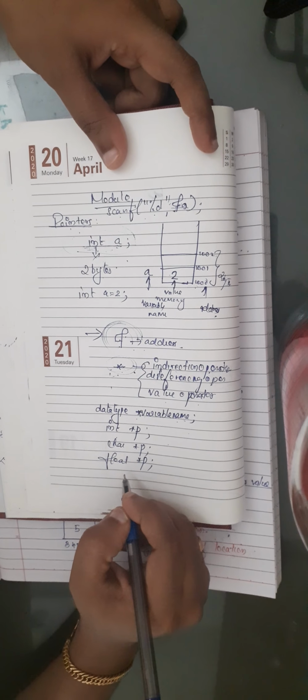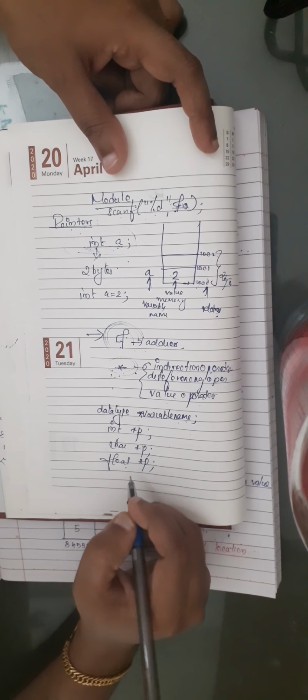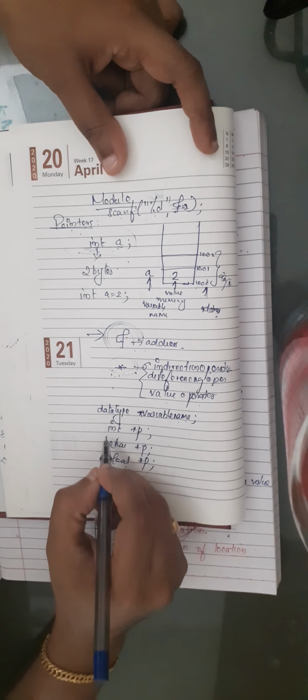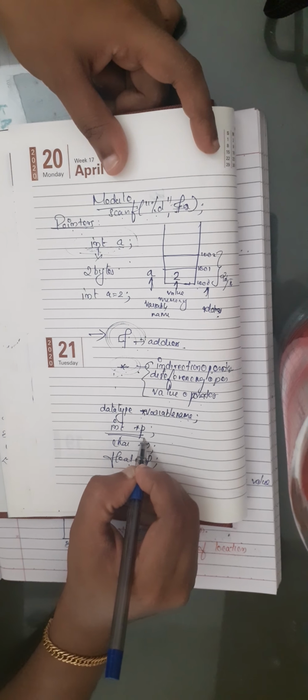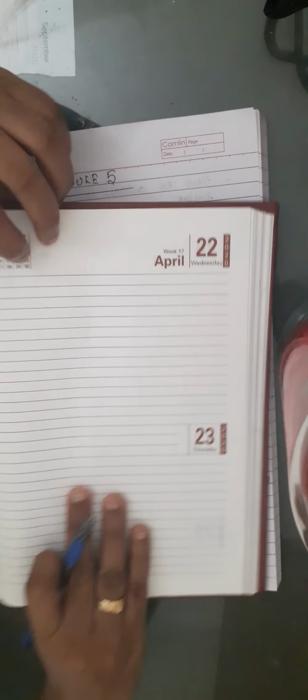Okay, depending upon the data we should declare the pointer. ഏത് ഡേറ്റയിലേക്കാണോ നമ്മൾ പോയിന്റ് ചെയ്യിപ്പിക്കുന്നത് അതനുസരിച്ച് നമ്മൾ പോയിന്ററും ഡിക്ലെയർ ചെയ്യണം. Okay, so this is how we'll declare a pointer. Okay, so let us see this example once more.